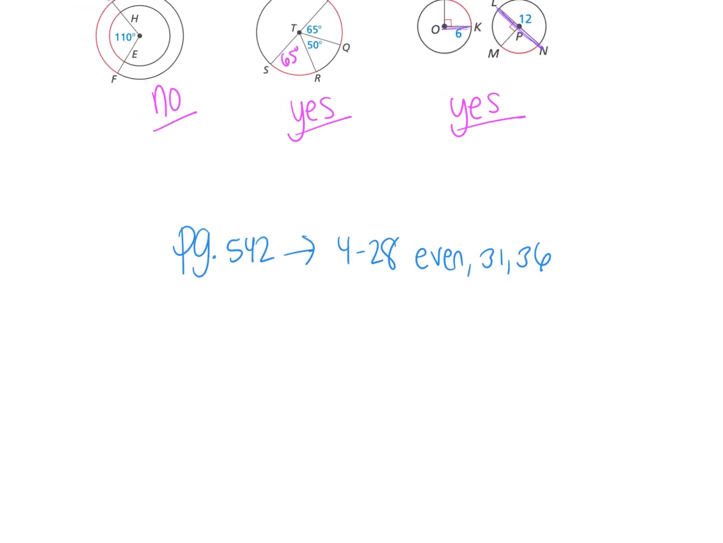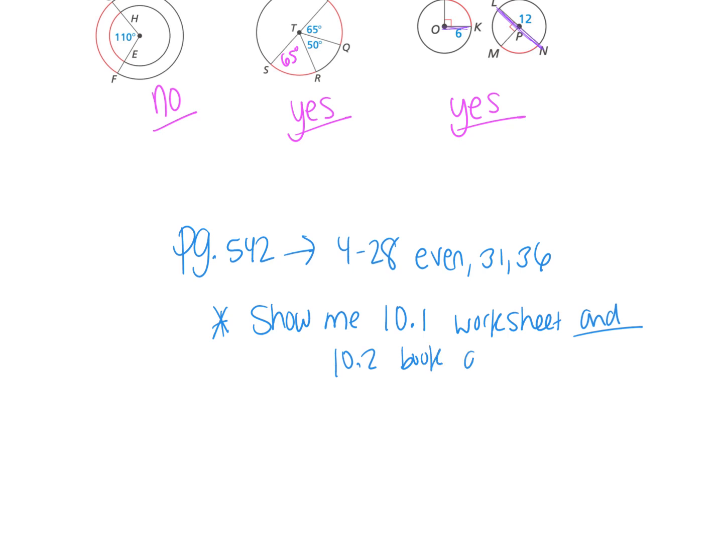So I will see you tomorrow. Tomorrow, you're going to show me both the 10-1 worksheet and the 10-2 book assignment. I know it's kind of strange to have you get a new warm-up sheet on Friday, but I'm going to have you grab a new warm-up sheet tomorrow. I'll check your 10-1 and your 10-2 work, and then we do have a lesson tomorrow on 10-3.